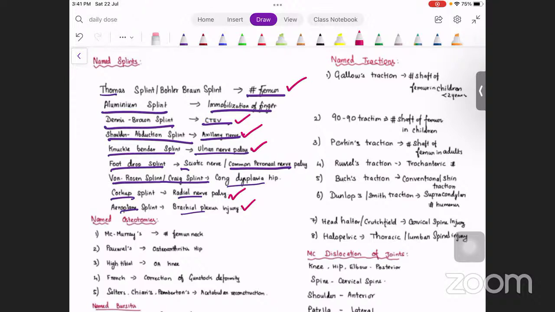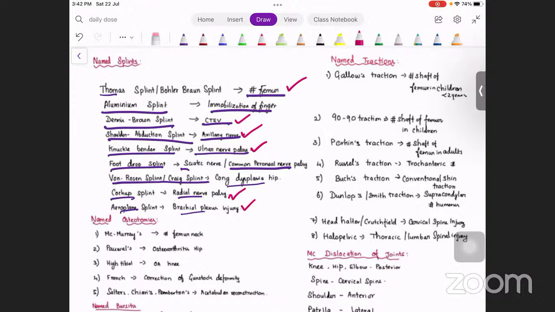The important ones are Thomas splint, fracture of femur; Denis Browne, CTEV; shoulder abduction, axillary nerve; knuckle bender, ulnar nerve; foot drop, common peroneal nerve; Von Rosen, congenital dysplasia of hip; and cock-up splint, radial nerve palsy; aeroplane splint, brachial plexus injury.